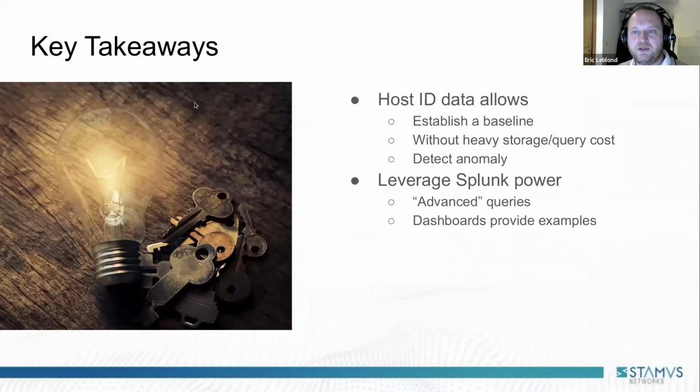Okay, so with the host ID, you can establish a baseline. It's not costly in terms of storage or in terms of query because the data are really, really compact, and it allows you to detect anomalies because you can detect change, new stuff that has been seen on hosts. Usually it's a migration inside the information system, or it's just some real anomaly, like we've seen here with this malware that has been found on the network.